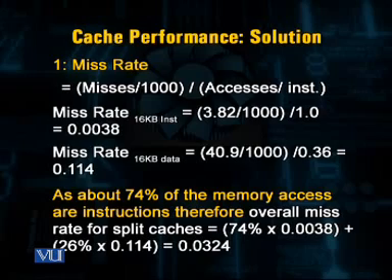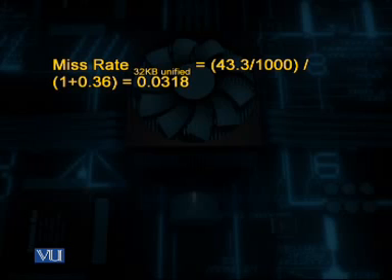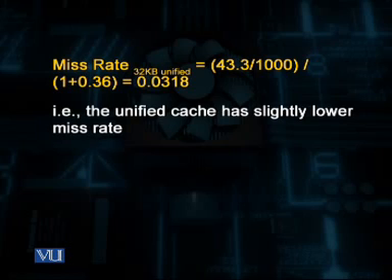0.0324. And now let us find out the miss rate for the 32 KB unified cache, which is equal to 43.3 divided by 1000, divided by 1 plus 0.36, which is equal to 0.318. This shows that the unified cache has slightly lower miss rate as compared to split caches.